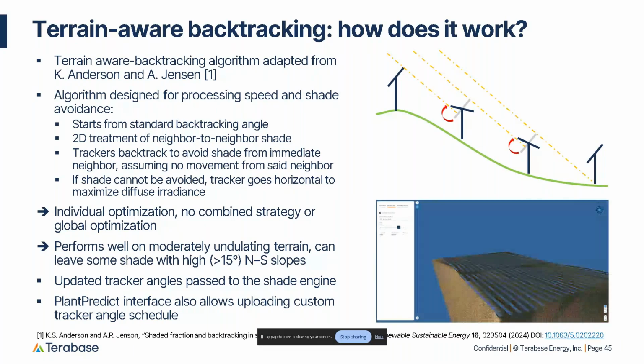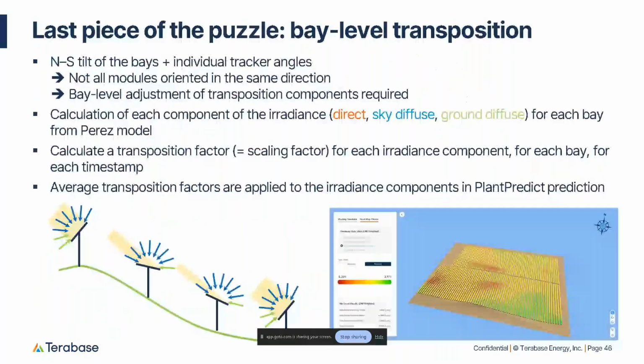And now the last piece of the puzzle is bay level transposition. So now we have bays that can have a north-south tilt. And on top of that, each of them can have their own rotation angle. Each tracker can have its own individual tracker angle. So not all modules will be oriented in the same direction. And so we need to do a bay level adjustment of the transposition components that are required.